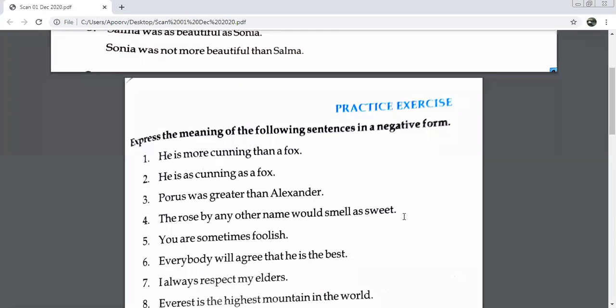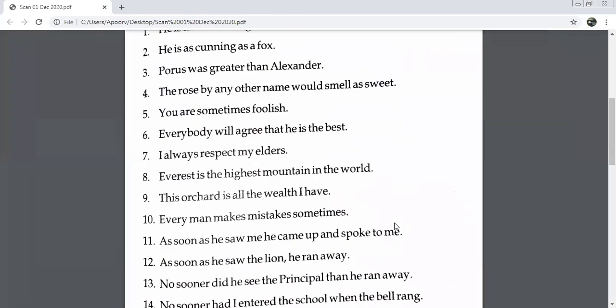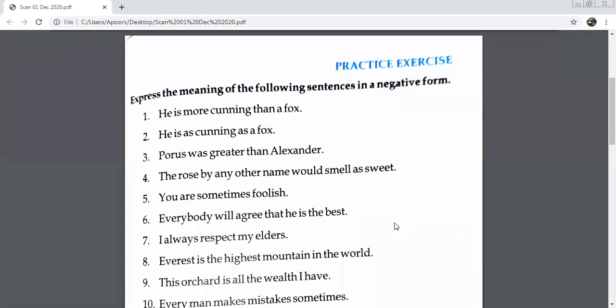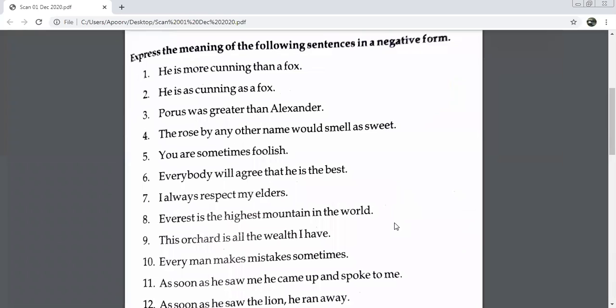Let's see. You are sometimes foolish. You have to change it to negative. You are not always foolish. Excellent, beta. Practice will make you more perfect here. Very good. This is a little typical chapter. This time I would take this in the UTs.